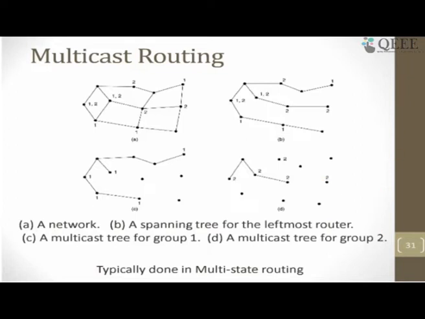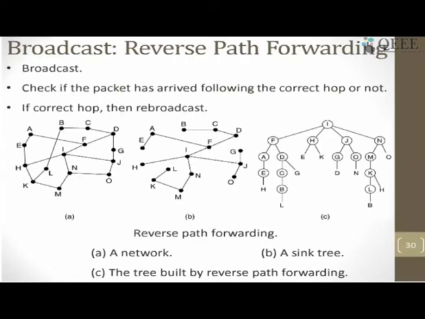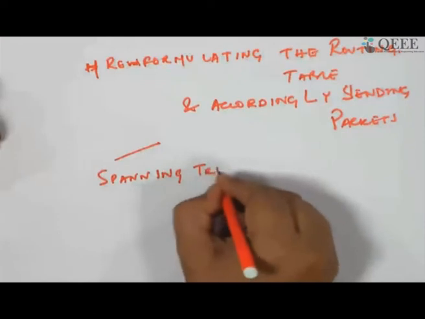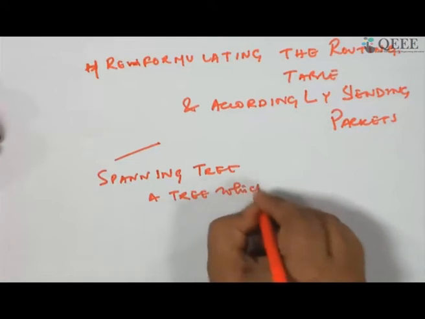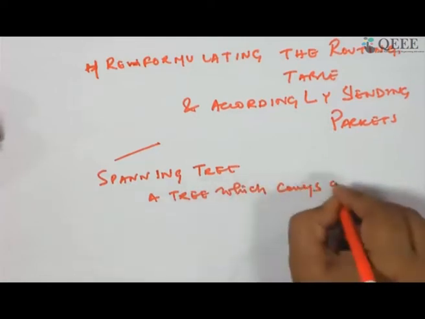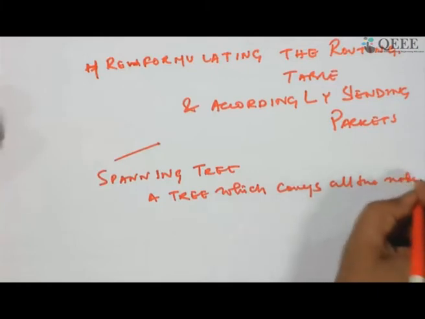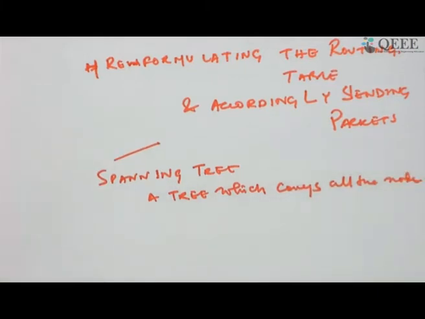Okay. So the other way of doing these things is perhaps a spanning tree. You can also build up a spanning tree. I am assuming that all of you know spanning trees. A spanning tree is nothing but, if you have a graph, a tree which covers all the nodes, but it is still a tree. Okay.